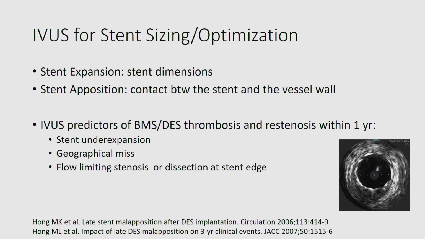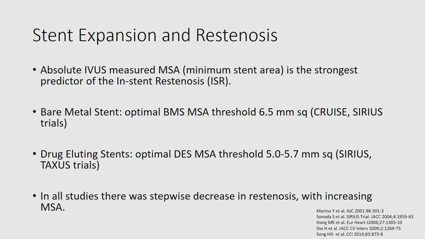Stent expansion and stent apposition are extremely important. Expansion means you want to expand the stent to the size that you identify the vessel to be. And apposition means that the stent struts are touching the wall. Stent expansion and restenosis rates have been well studied, and in all studies, there's a stepwise decrease in the restenosis rate with the larger the size of the stent. And it truly makes sense.